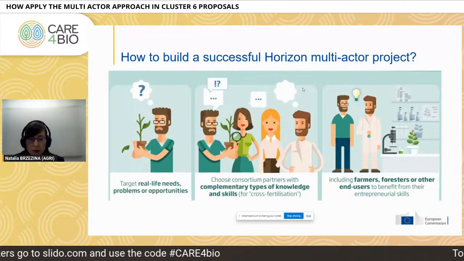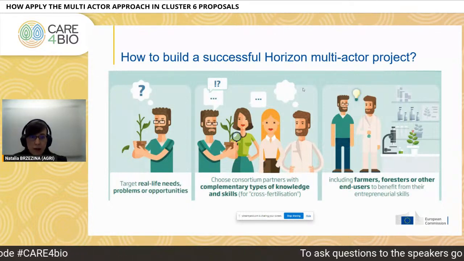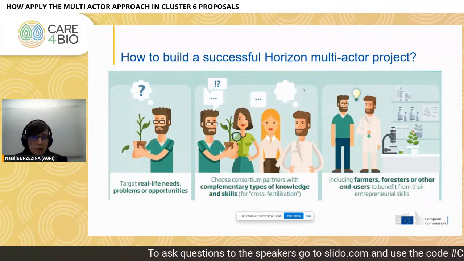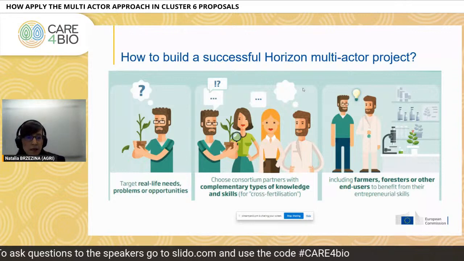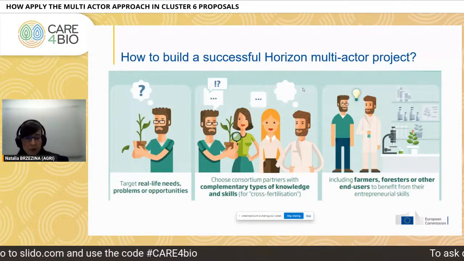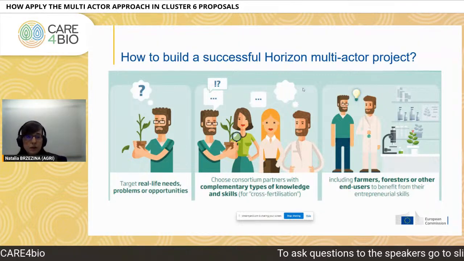So in practice, in more pictures, how to build a successful Horizon multi-actor project. First of all, target real needs, problems, or opportunities that are out there, expressed by the end users. So really, first talk to them. What are the problems? What are the challenges? Or what are the opportunities that they would like to use?